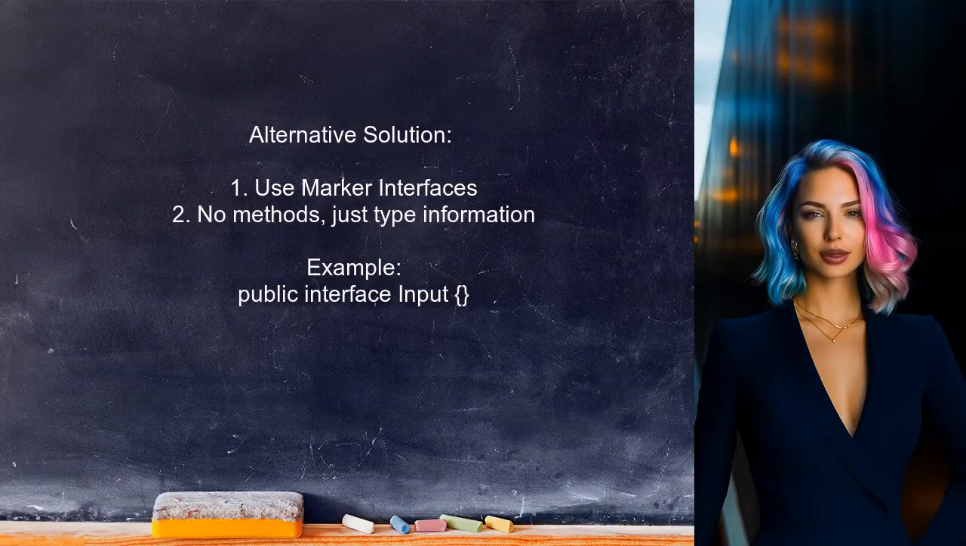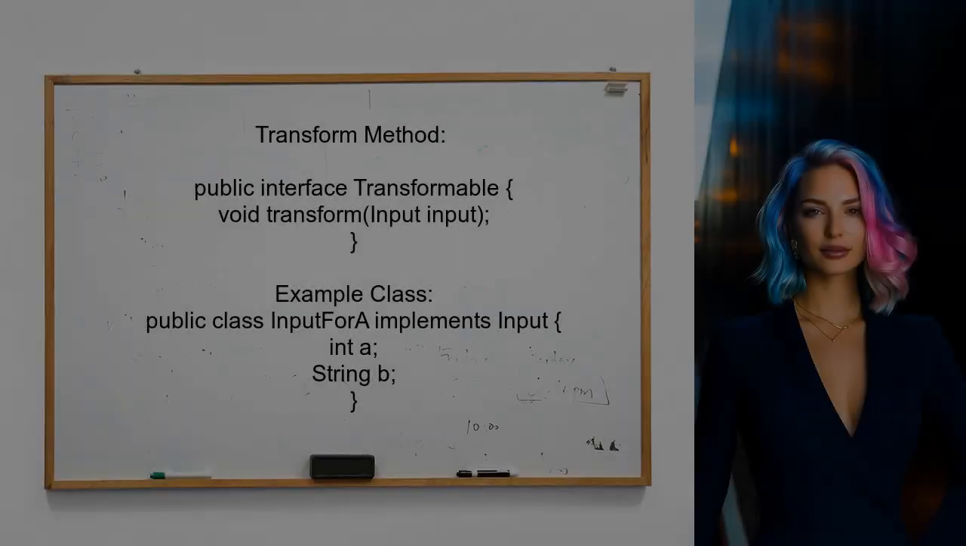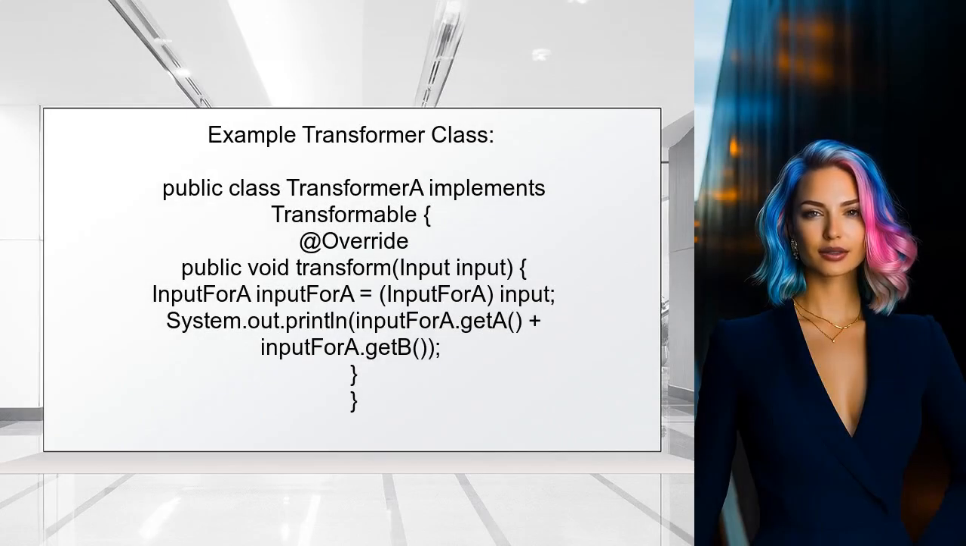An alternative approach to implementing a method with an unknown number of arguments is to use marker interfaces. A marker interface is one that has no methods, but provides runtime type information about objects. In this solution, the transform method takes an input parameter. You can create classes that implement this marker interface to pass as arguments. Finally, the transformer class implements the transformable interface and processes the input object, demonstrating how to handle varying input types effectively.